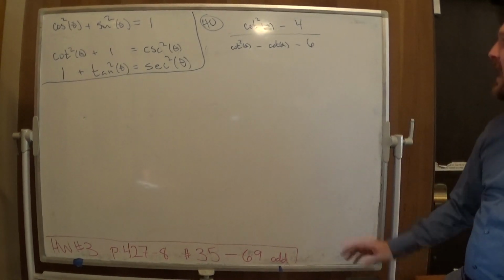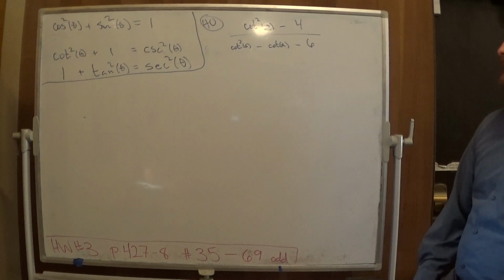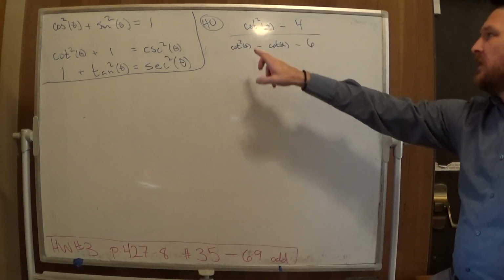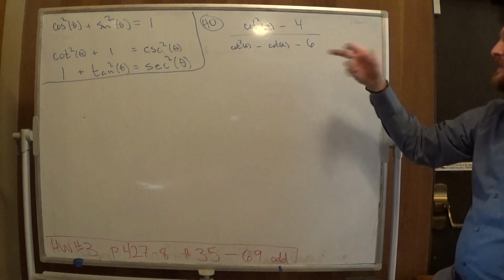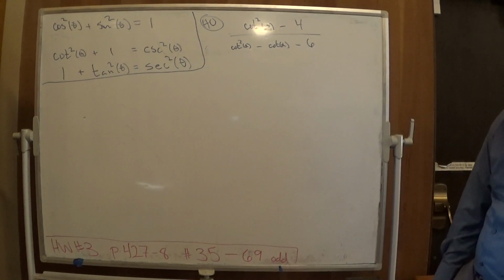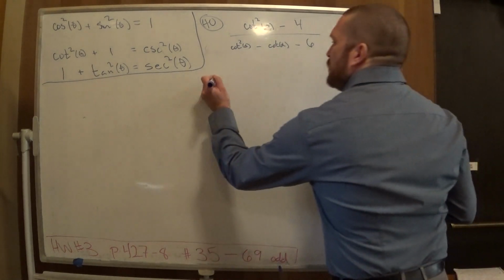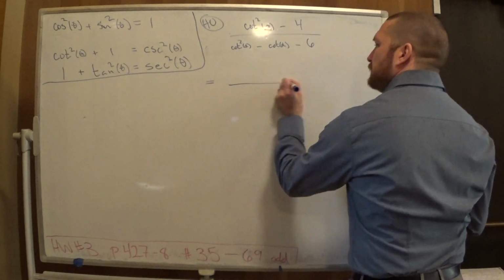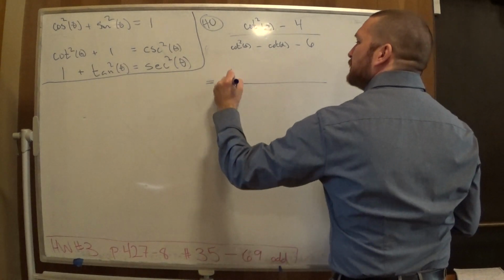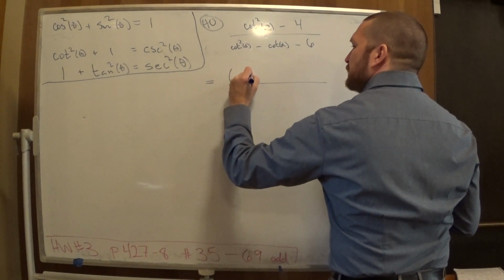We want to train ourselves in the same way. When you see that, you immediately see a polynomial. You say, yep, that's x squared minus 4. That's x squared minus x minus 6. That's a polynomial. I can factor these guys. The top one factors into what? Cotangent of alpha plus 2 times cotangent alpha minus 2.